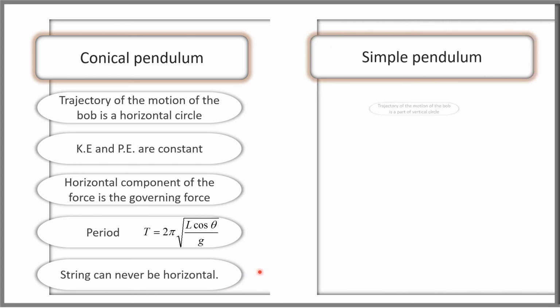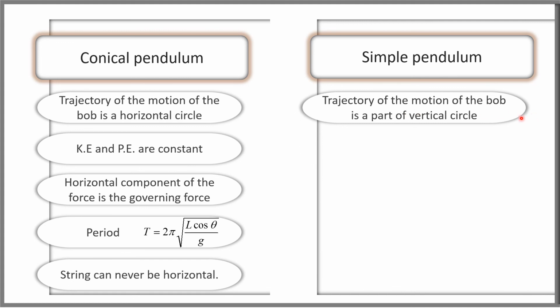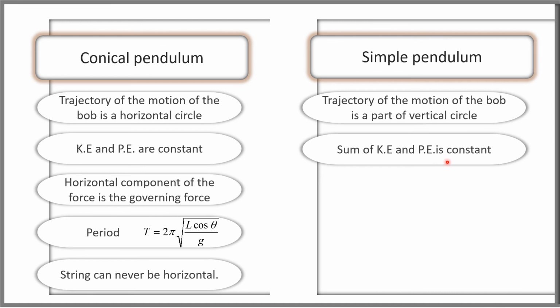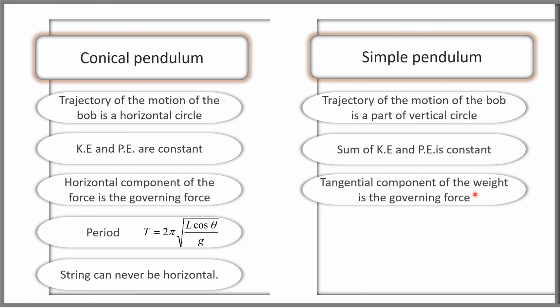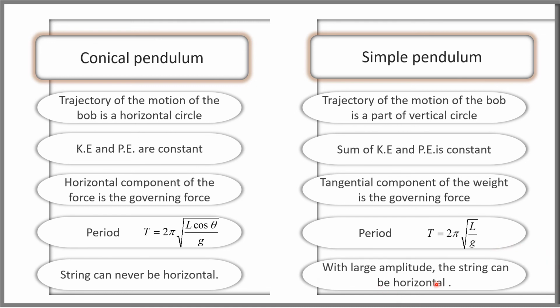In a simple pendulum, the trajectory of the motion of the bob is a part of a vertical circular motion. The sum of kinetic energy and potential energy remains constant in a simple pendulum. The tangential component of the weight is the governing force in a simple pendulum, which restores the bob to the mean position. The time period is given by 2 pi under root of L by g. With large amplitude, the string can be horizontal. So, this is the distinguishing point between a conical pendulum and a simple pendulum.